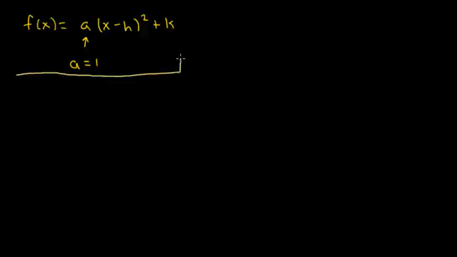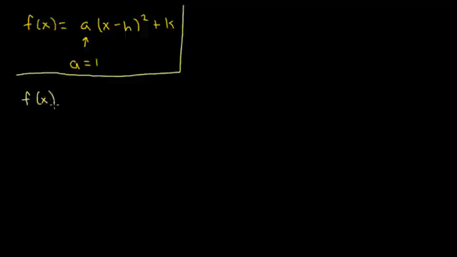Alright, the first two examples I did were very simple, and in particular they were simple because in the vertex form f of x equals a times x minus h squared plus k, the a was 1. And that makes everything a lot simpler. Now, in fact, you won't always see something as simple as a being 1, so now I'm going to do an example where a isn't 1.